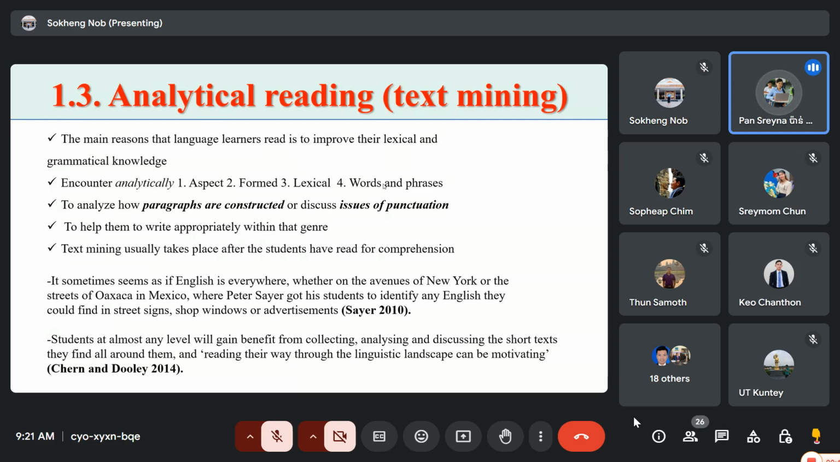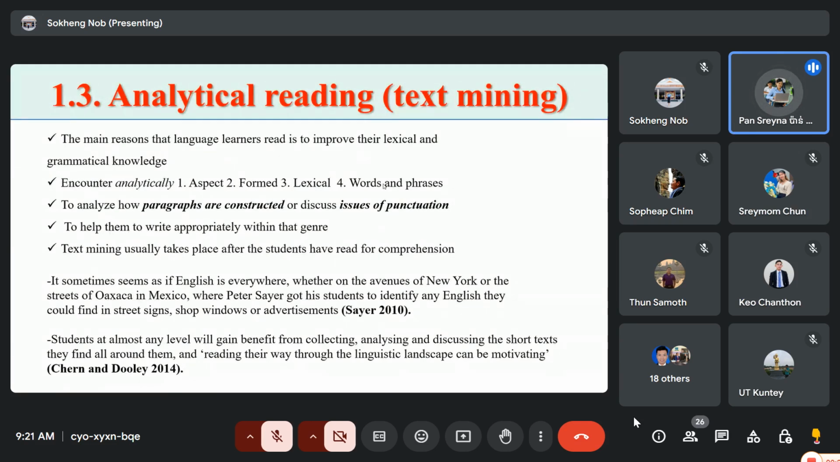Number three, they understand about the lexical. A lot of vocabulary comes up from the text. Sometimes they don't use the same word, they put a synonym and also phrases. And the student can also analyze how the paragraph is constructed or discuss issues about punctuation, and be able to write appropriately for the genres. This usually takes place after the students have read for comprehension.